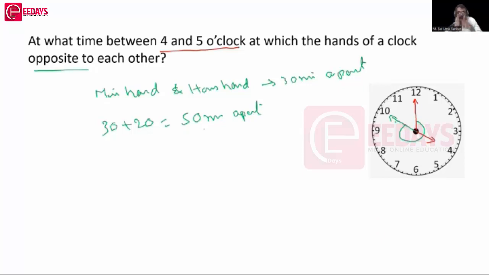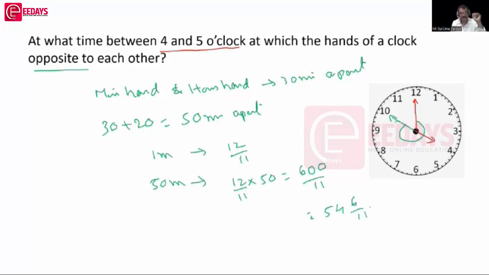I already told you, in 1 minute, the minute hand gains 12 by 11 parts on the hour hand. So in 1 minute, the minute hand is 12 by 11 parts apart. In 50 minutes, what happened? That equals 12 by 11 into 50, which is equal to 600 by 11, which is equal to 54 and 6 by 11 minutes. So after 4 hours, what is the answer? 4 hours, 54 and 6 by 11 minutes. This is the answer.